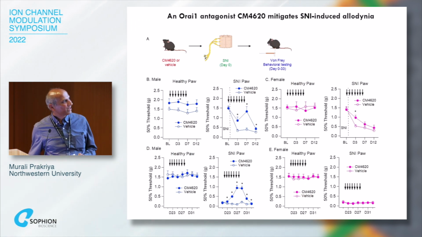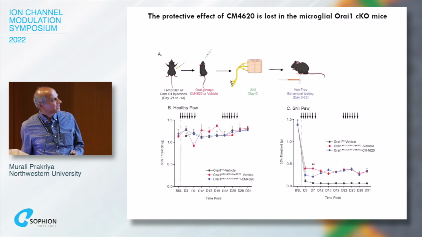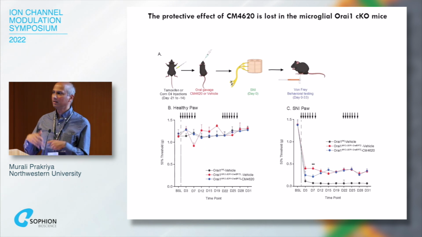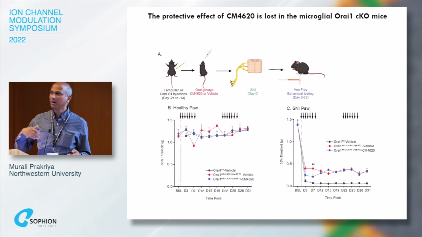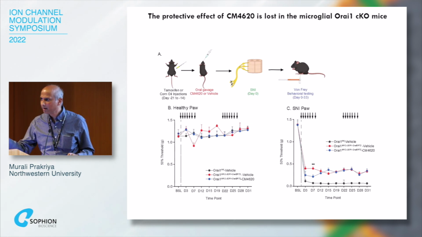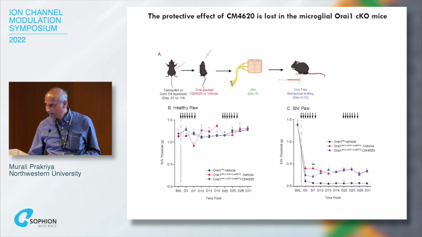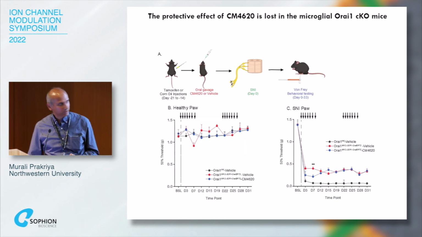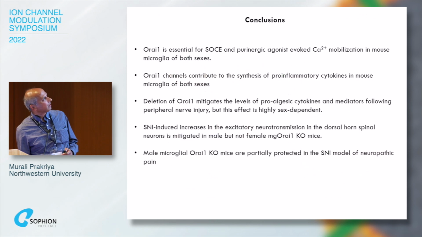So at every step along the way, it seems to be the case. If we give the drug to microglial conditional ORAI1 knockout mice, in male mice, there is no protection. So the protection depends on the presence of the drug target in microglia. And if you delete the drug target in microglia, then even a systemic injection of the drug basically has no effect. So these are the conclusions.